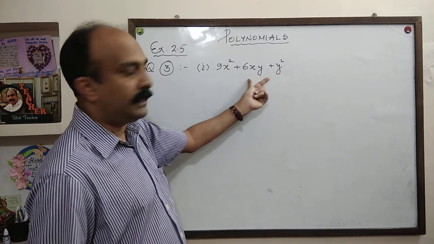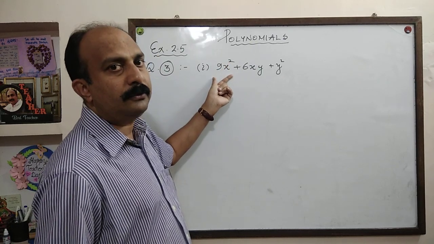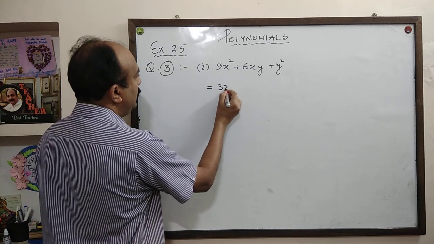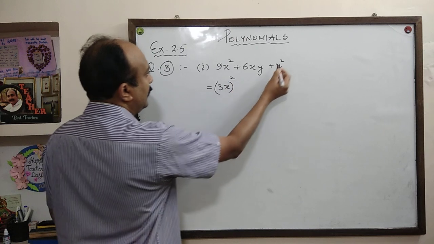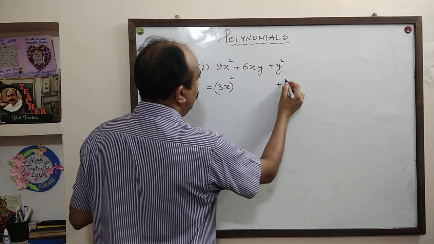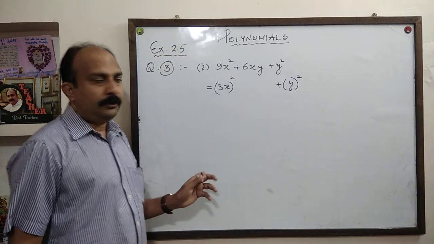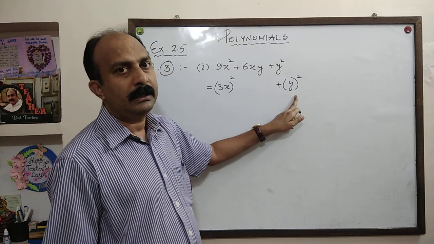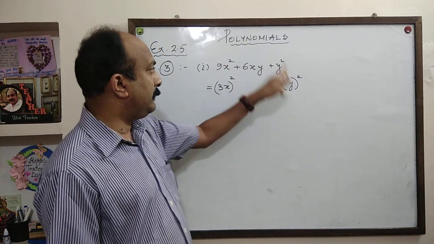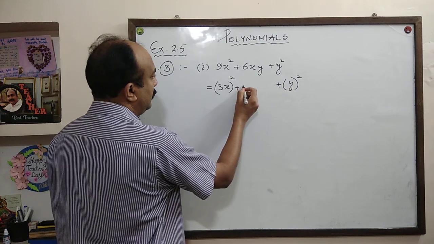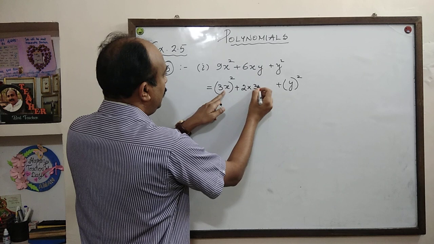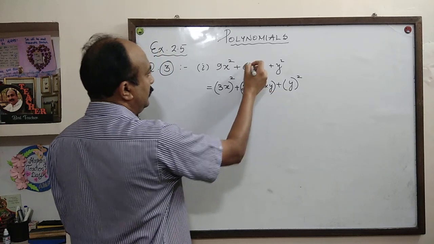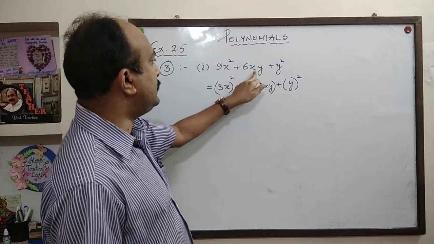So I may say leave the middle term and try to get the values of a and b first. We know that 9x square is 3x the whole square and y square is y the whole square. So we got the values of a and b. Here a is 3x and b is y. So if it is a square plus 2ab plus b square, then the middle term must be 2 into a into b. Now you check whether it is same or not. 2 into 3x into y is 6xy.